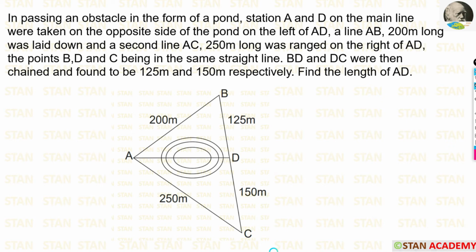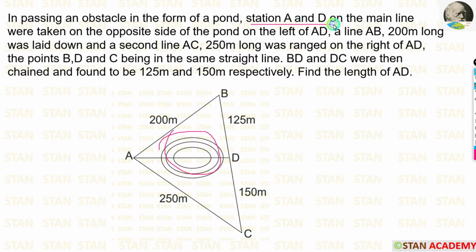Hello everyone. Today we are going to do a problem based on obstacle in chain surveying. Let us read the question one time and draw the diagram. In passing an obstacle in the form of a pond, you can see the pond here.